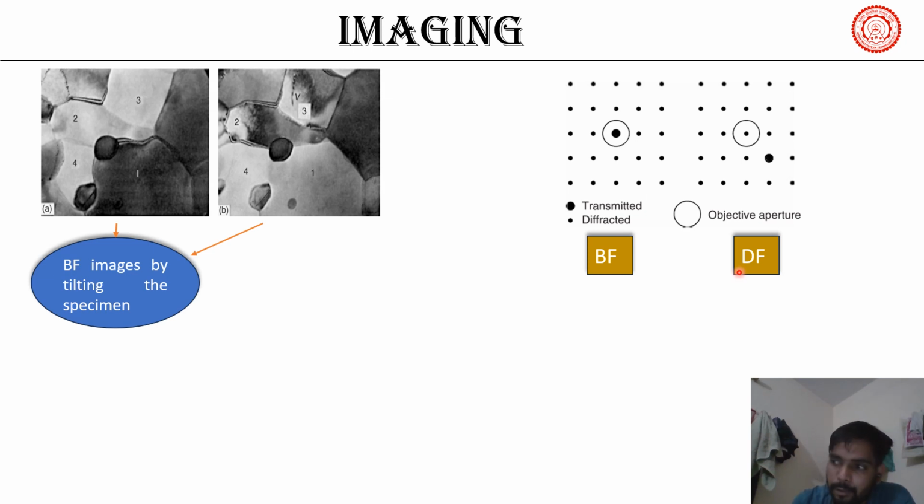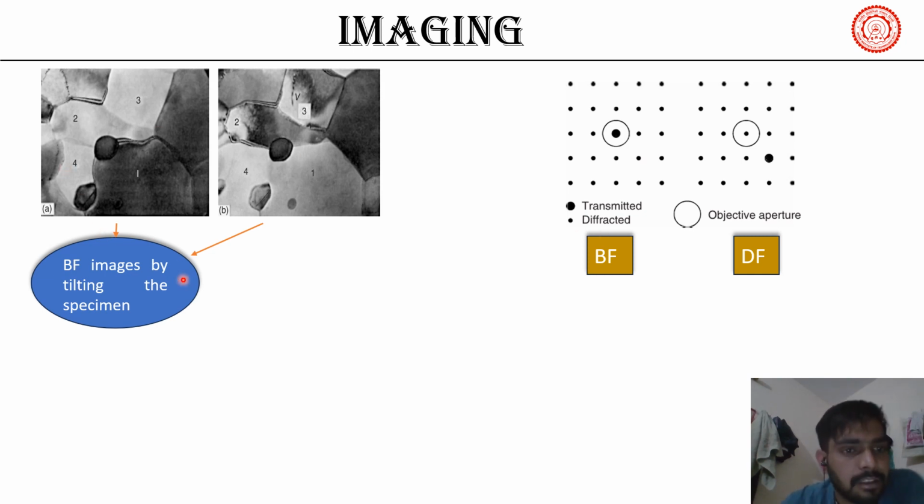So in optical microscopy, we can say there is a one-to-one relation between bright field and dark field images, which is not followed in electron microscopy. Here we get a number of dark field images for a particular bright field image.